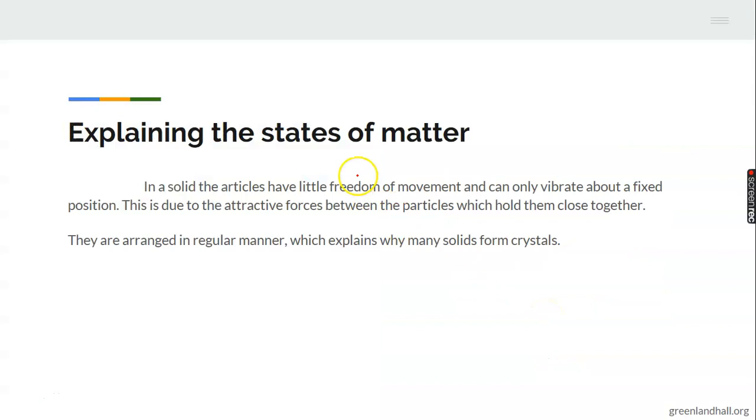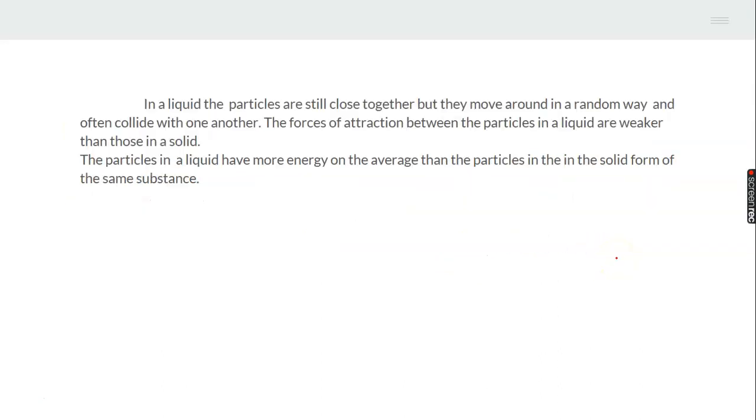Okay, so explaining the states of matter, in a solid, the particles have little freedom of movement and can only vibrate about a fixed position. That's for solid, because they are closely packed together. Their movements are restricted because they are packed into each other. Then this is due to attractive forces between the particles which hold them together. They are arranged in a regular manner, which explains why many solids form crystals. I said that earlier on. It is the shape in which they are being packed.